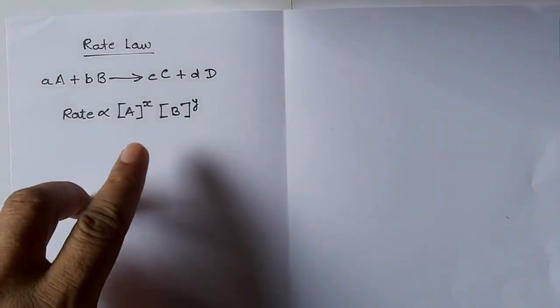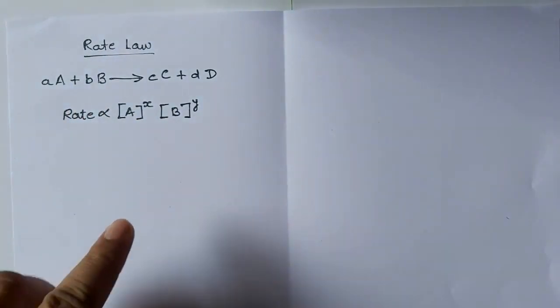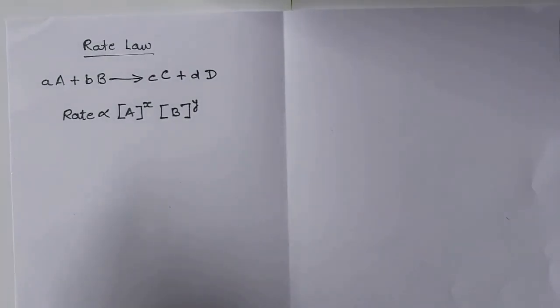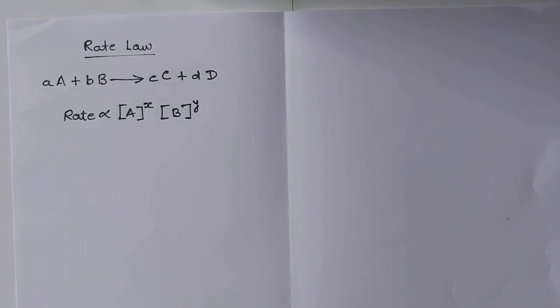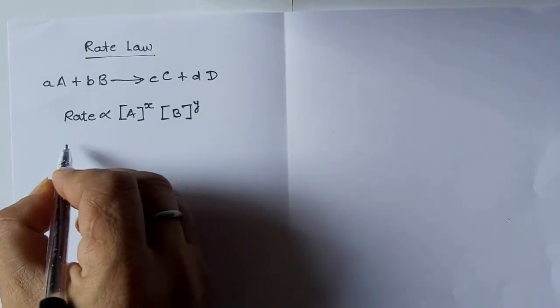Actually, these powers may be equal to the stoichiometric values or may not be. It depends on the experimental data according to which the rate is determined. So this means that rate law has to be determined experimentally, not on the basis of the stoichiometry of a chemical reaction. So again this will be written like this.